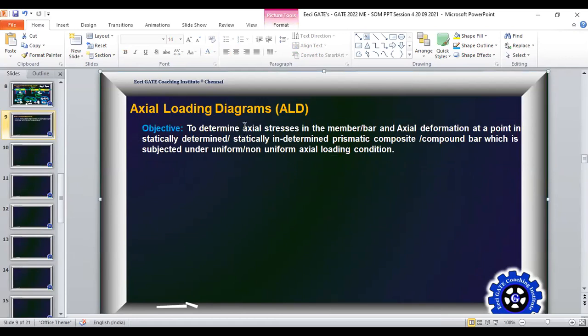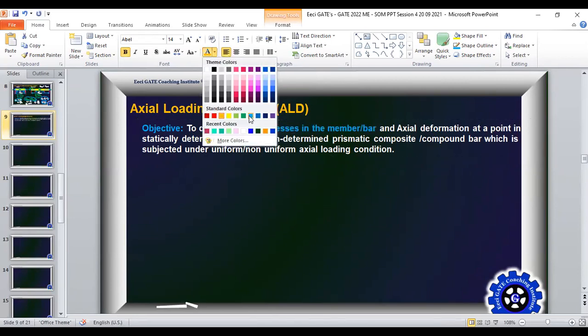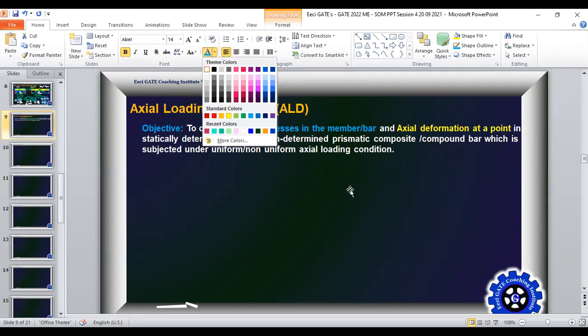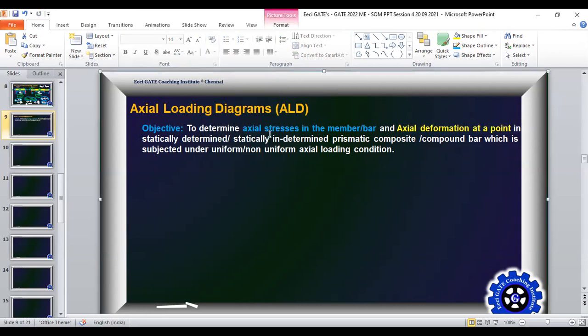To determine axial stresses in the member. You can change the color, it is very important. And axial deformation at a point. It may be a 1-hour class or a 10-hour class. The final aim is axial stresses in the member and axial deformation at a point.